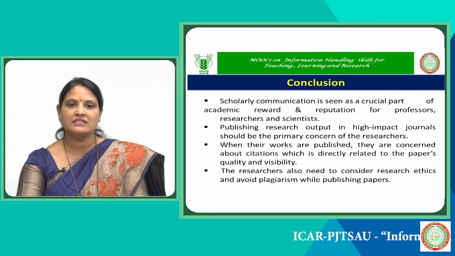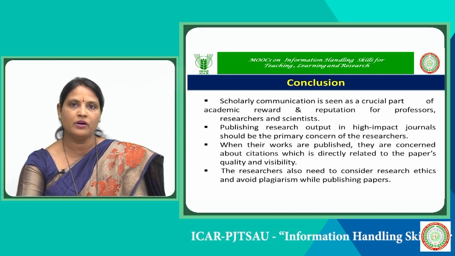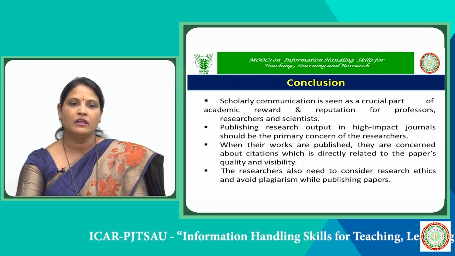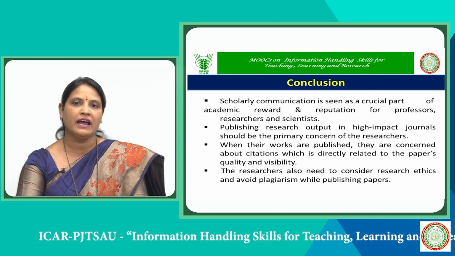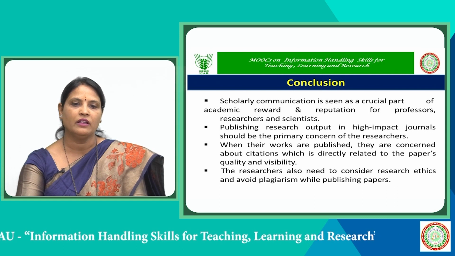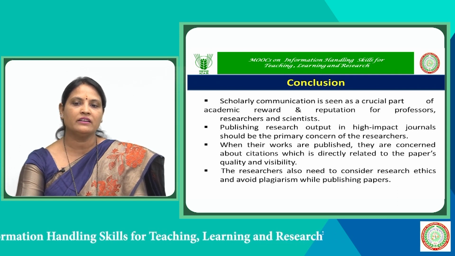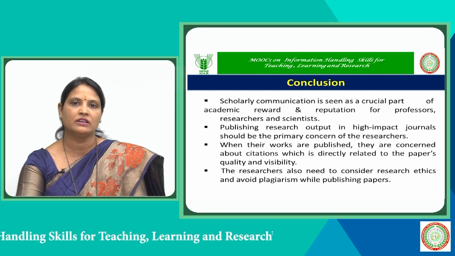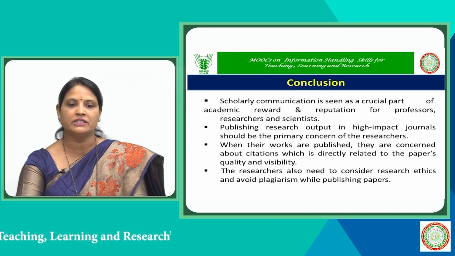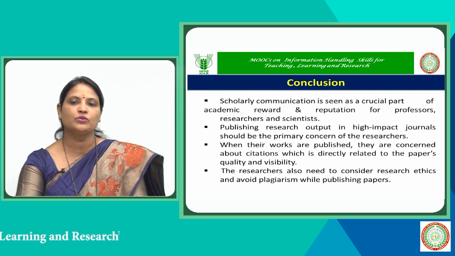In conclusion, we can say that scholarly communication is seen as a crucial part of academic reward and reputation for professors, researchers and scientists. Publishing research output in high impact factor journals should be the primary concern of the researcher. When their work is published, they are also concerned about citations, which are directly related to the paper's quality and visibility. The researcher also needs to consider research ethics and avoid plagiarism while publishing papers.